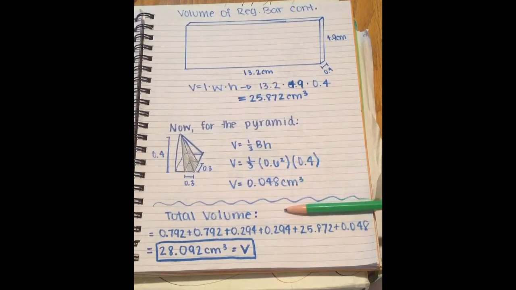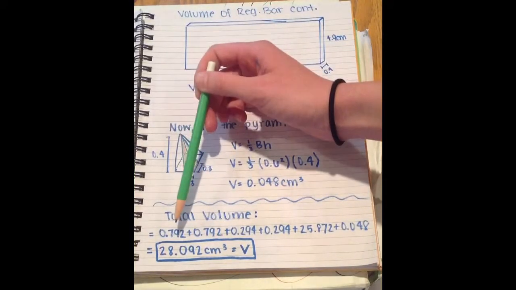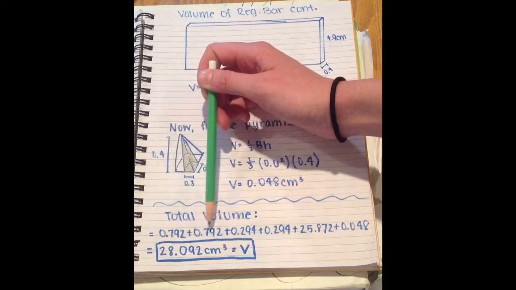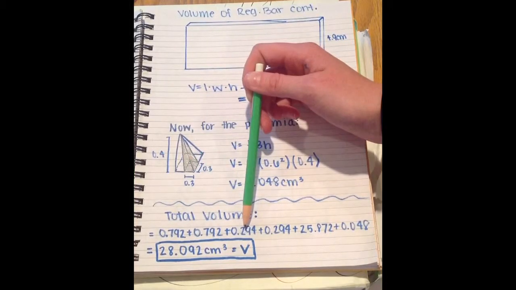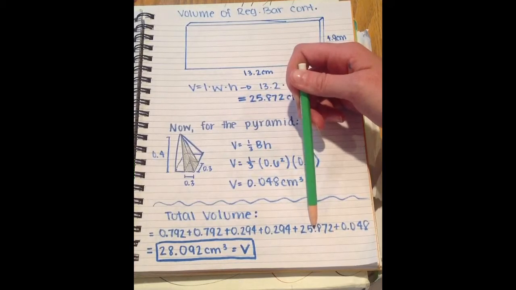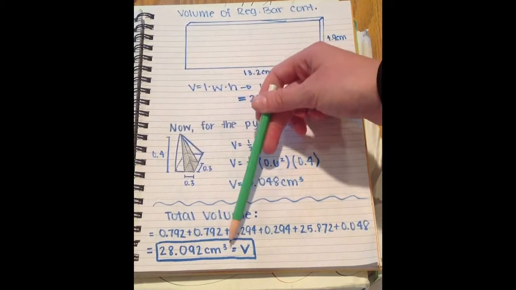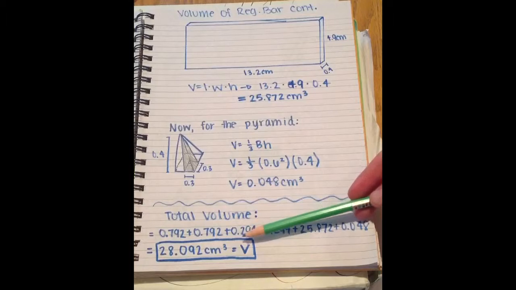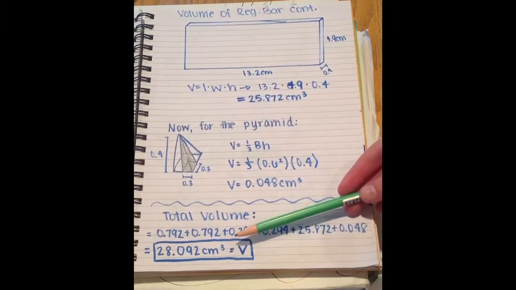And then to find the total volume of the Hershey's bar, I just added all the volumes that I had previously found together, which was the triangular prisms for the long sides, the triangular prisms for the short sides, the big rectangular prism, and then the pyramid. And my total volume was 28.092 centimeters cubed.